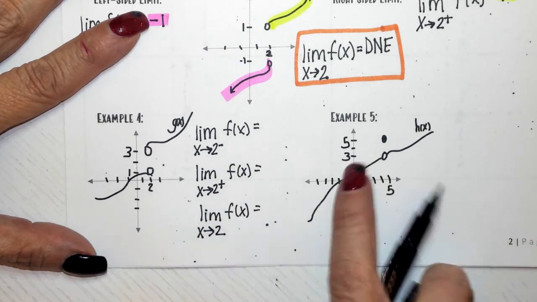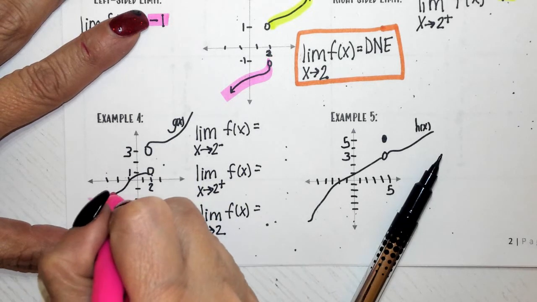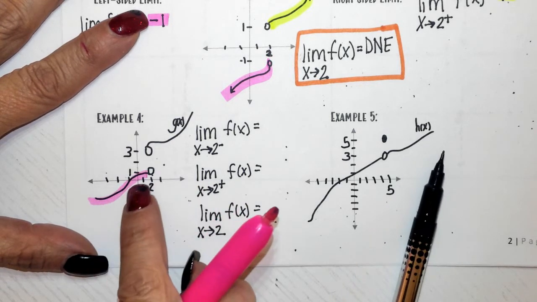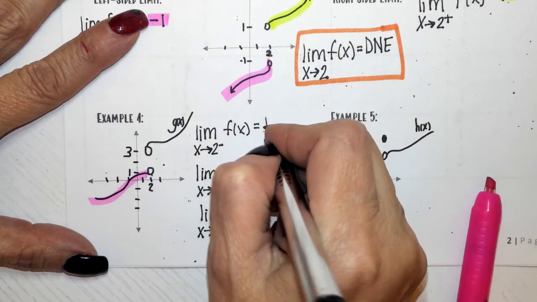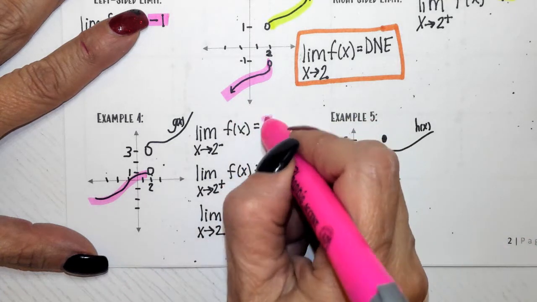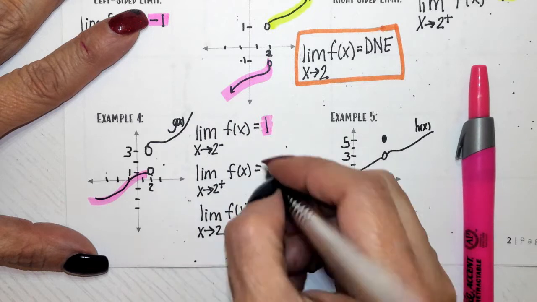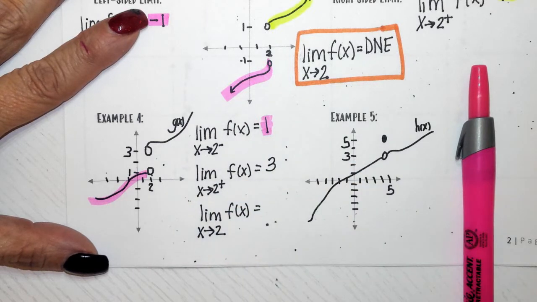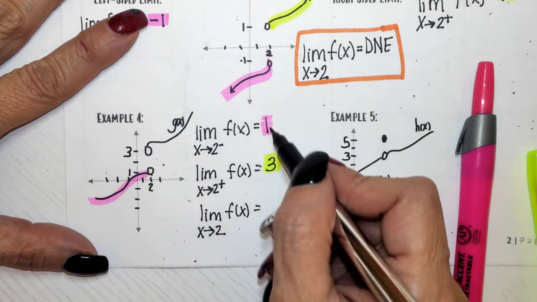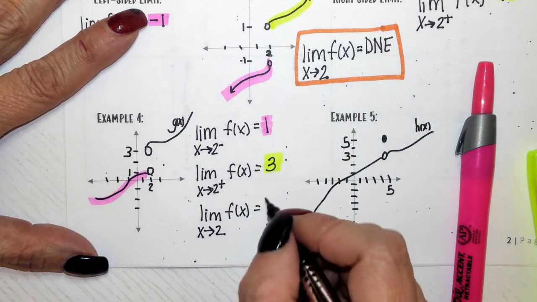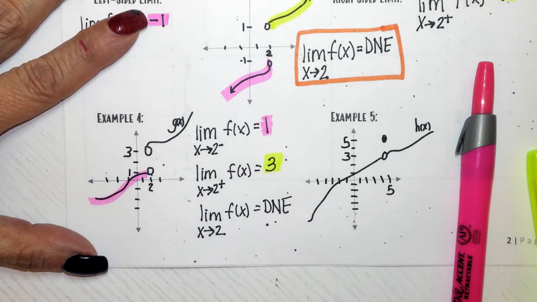All right. As we approach from the left, so I'm going to do this one in pink. Coming from the left, remember, we're approaching the y value. That is 1. So I'm going to highlight that one pink. And then as we approach from the right, the y value is 3. And so, ooh, these are not the same. So that means the limit does not exist.